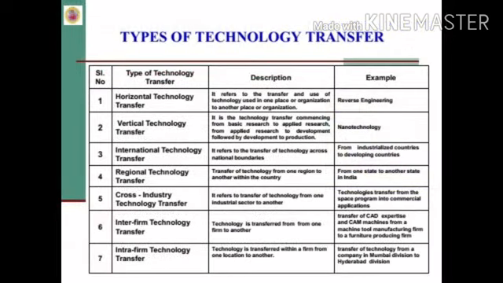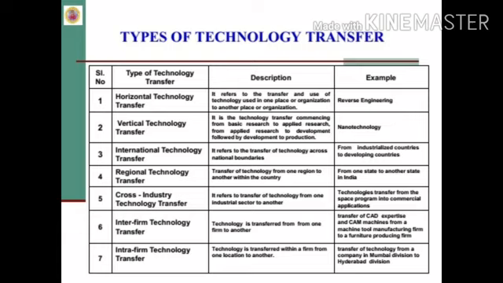There are varieties of technology transfer. Named as horizontal technology transfer, vertical technology transfer, international technology transfer, regional technology transfer, and so on. First, let us see what is horizontal technology transfer. It refers to the transfer and use of technology used in one place or organization to another place or organization. So the best example for this horizontal technology transfer is reverse engineering.